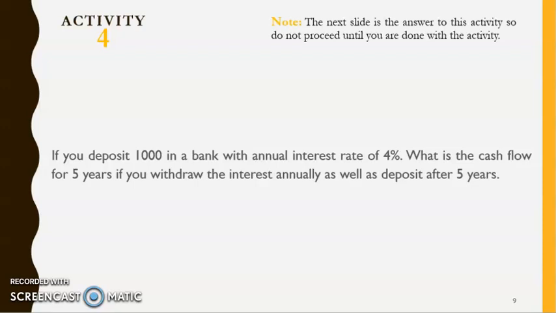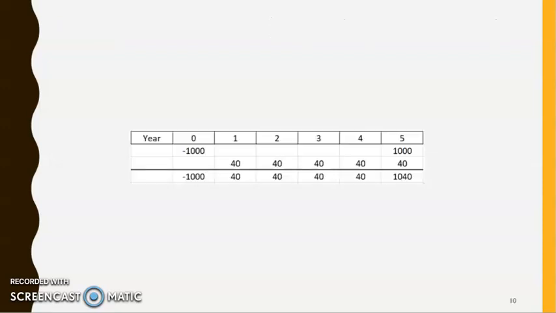Okay, $1,000 deposit, 4% annual interest rate, and withdrawing the interest annually as well. So there is no extra money in that account over the initial 1,000 to get interest rate from. The answer would be this.